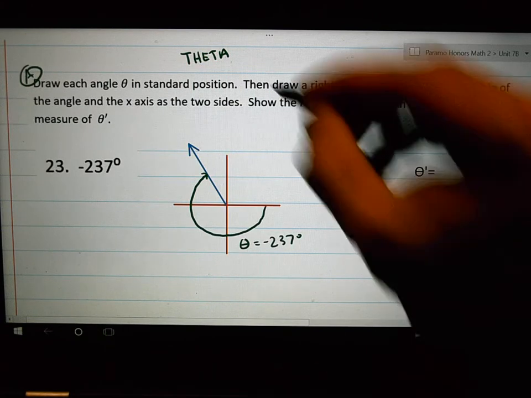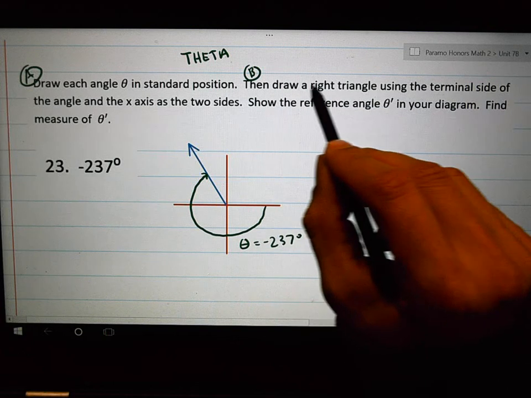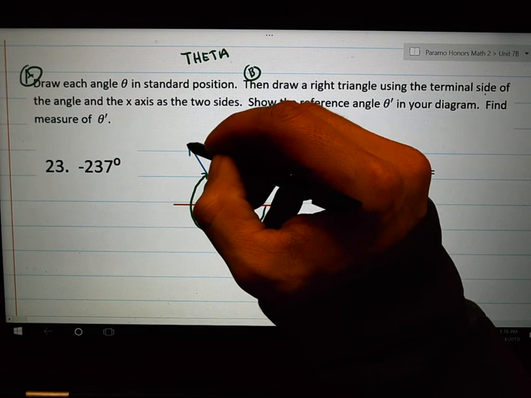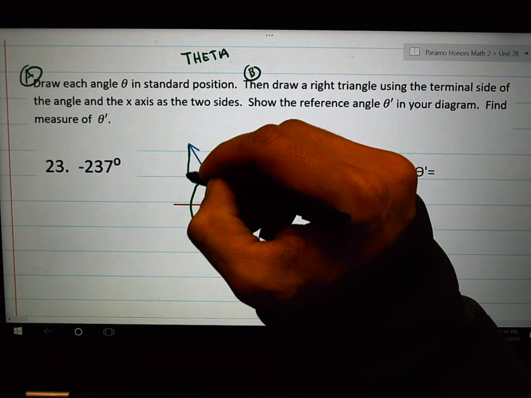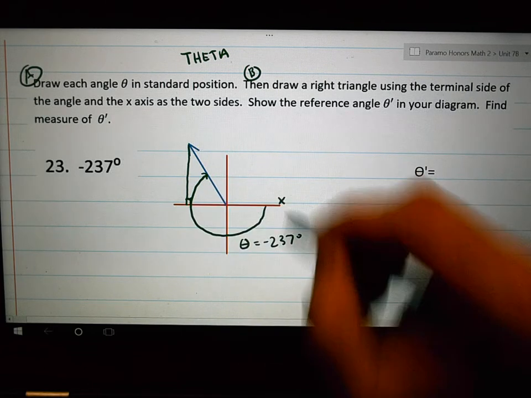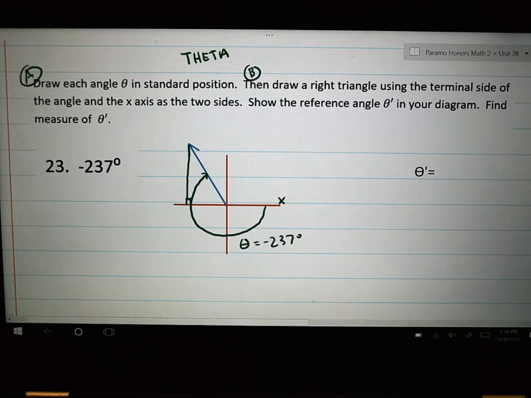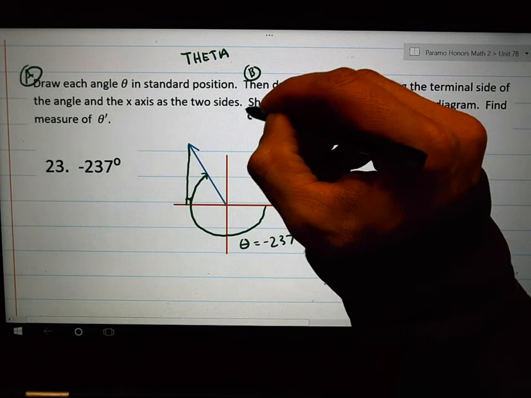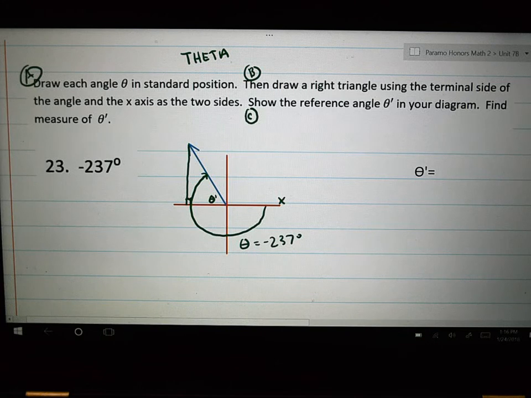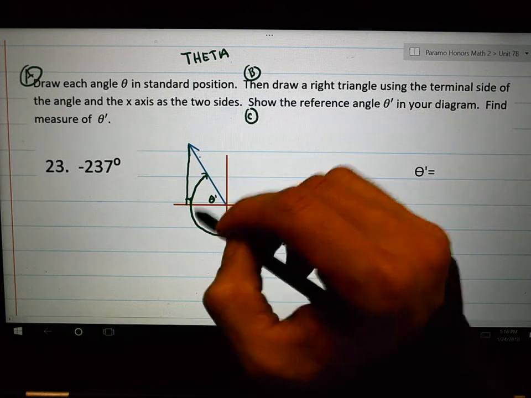Part B. Then draw a right triangle using the terminal side of the angle and the x-axis as the two sides. What does that mean? That means you take this and you drop down a straight line to form a triangle to the x-axis. And what it's asking you to find is for part C, theta prime. This is theta prime, the reference angle. The reference angle is the angle made by your terminal ray and the x-axis.